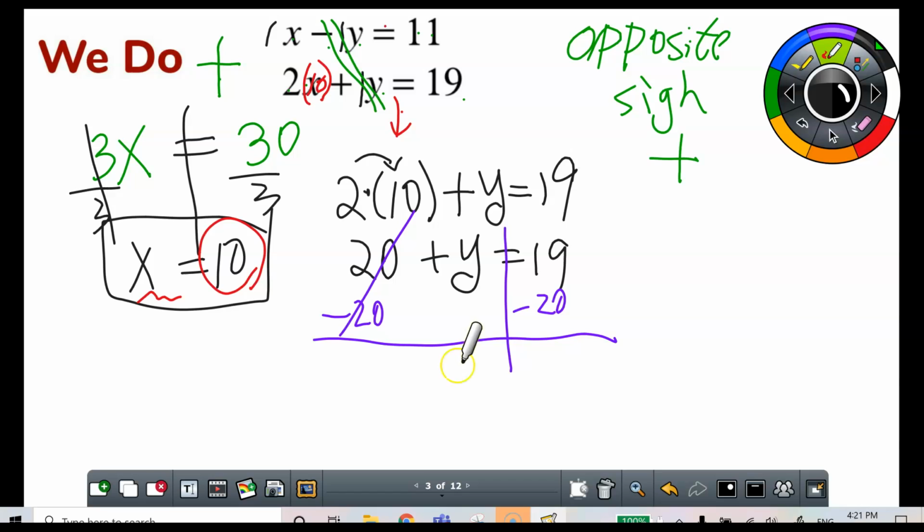And we have y equals -1. And that's it. Okay, if you want to check your answer, you can plug 10 and -1 in the place of x and y and see if it equals 11 on the other side.